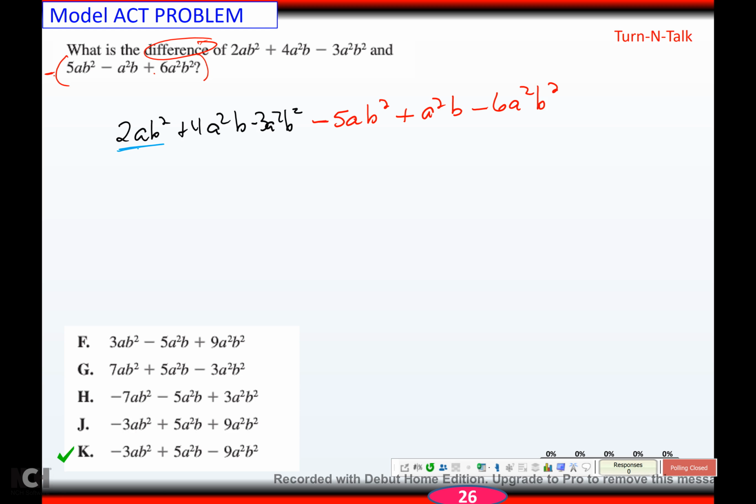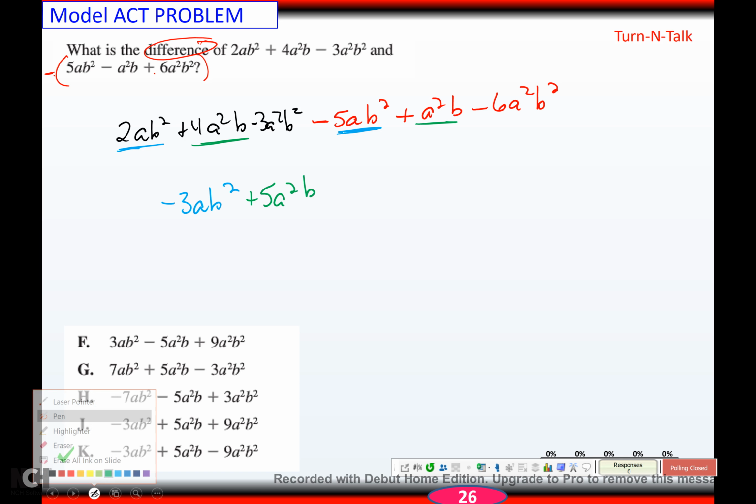I have an ab squared here and an ab squared here. 2 minus 5 is negative 3 ab squared. I have an a squared b, there's an a squared b. 4 plus 1 is 5 a squared b's. Next in line, I have an a squared b squared, there's an a squared b squared. Negative 3 minus 6 is negative 9 a squared b squared.